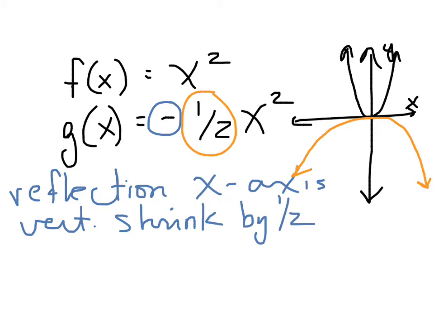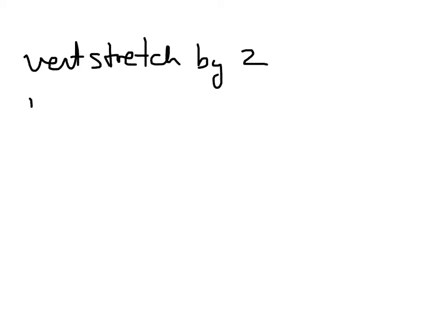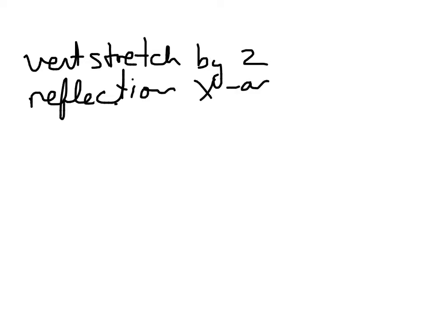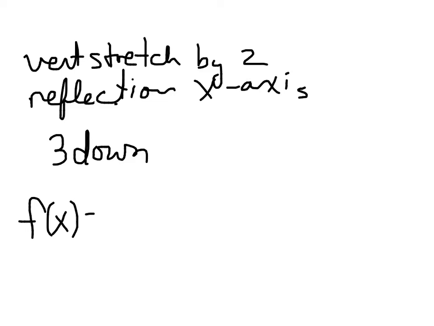Okay? All right, the next thing that they're going to say is they're going to say something like this. Let the graph G be a vertical stretch by 2, a reflection over the x-axis, followed by a translation 3 units down, and you're starting with f of x equals x squared.